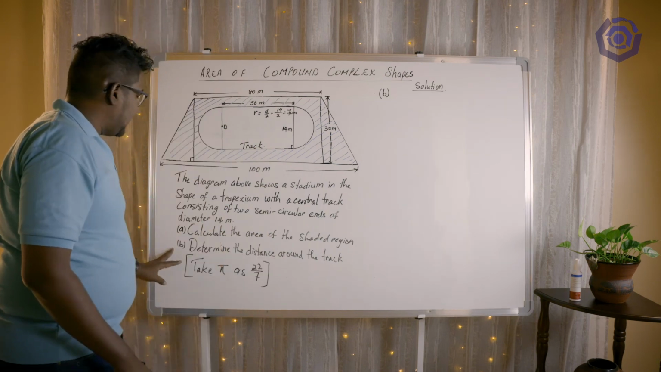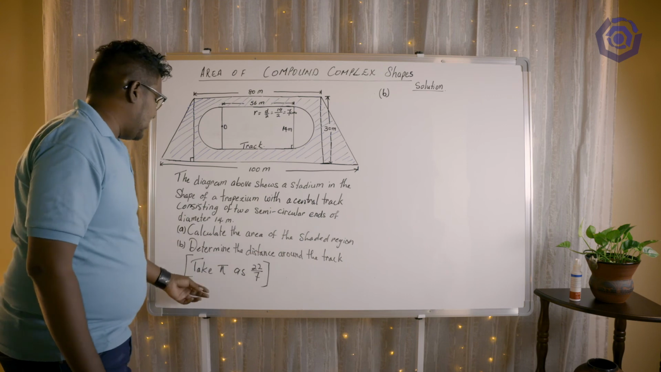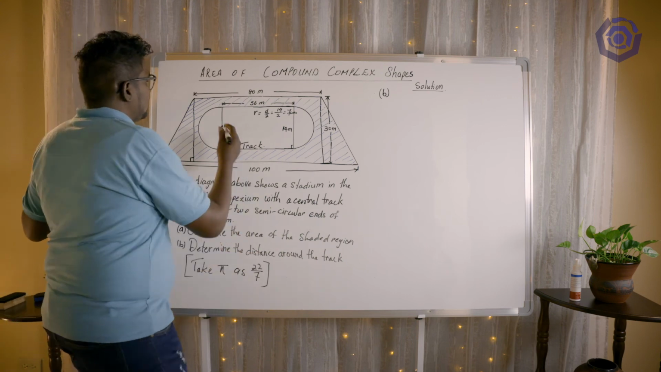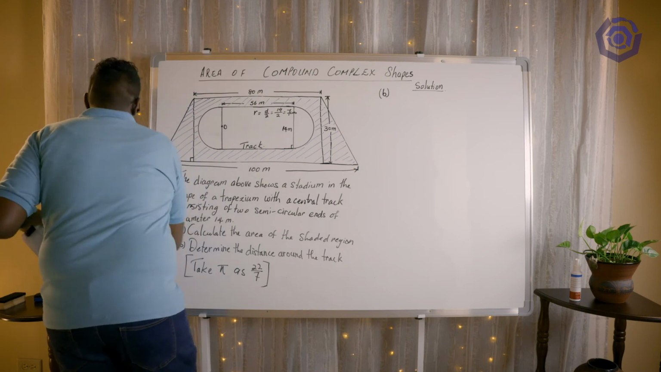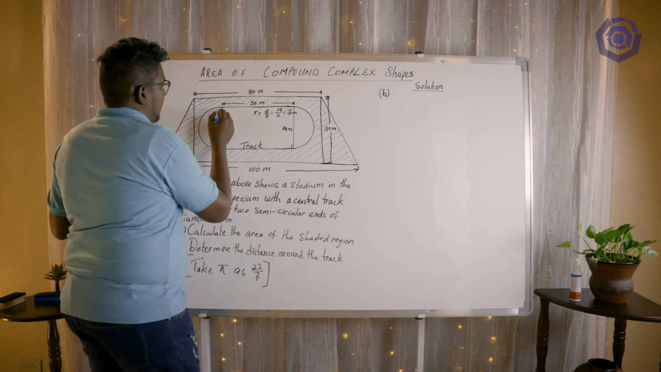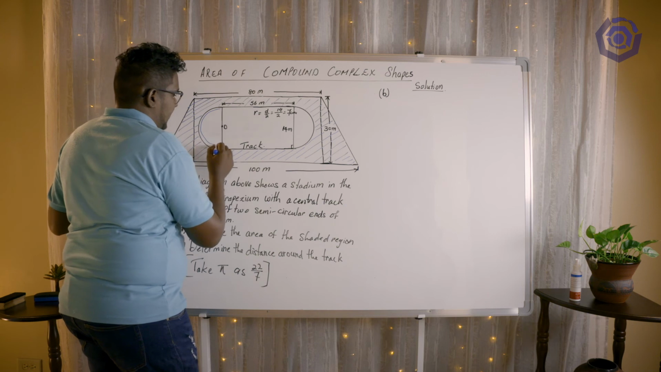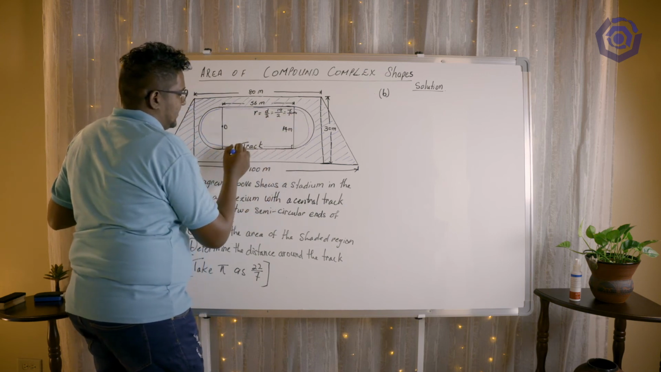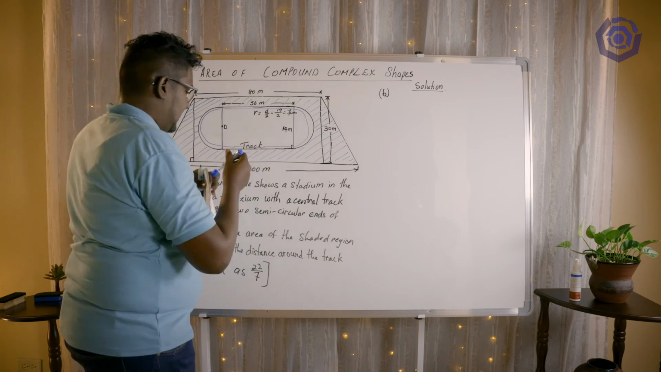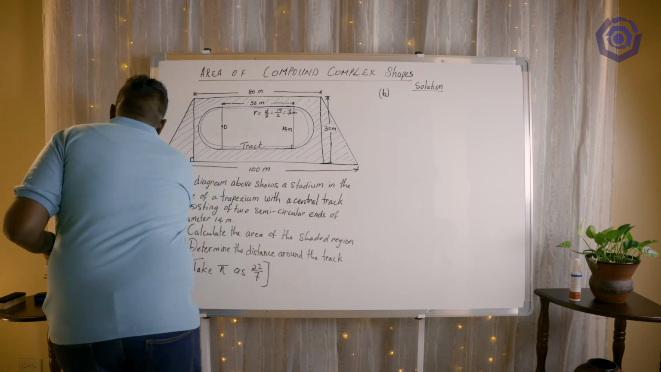Now, the second part of the question: determine the distance around the track. Now, the middle here is our track, right? So let me just use this. Here would be the track. So they want to know the distance around this track. That would be on the outside, which is the perimeter.